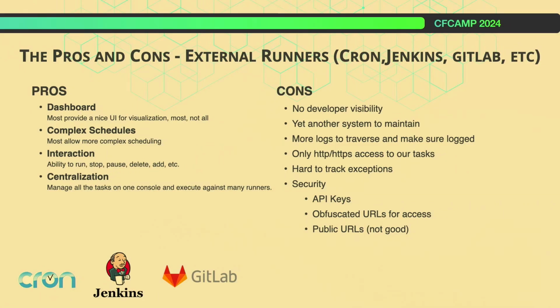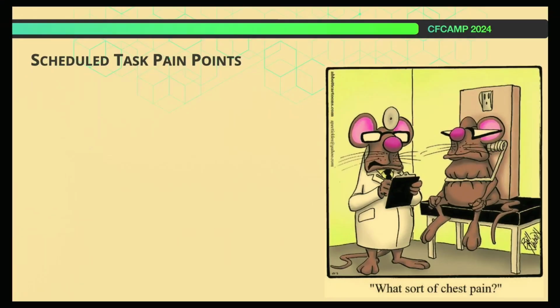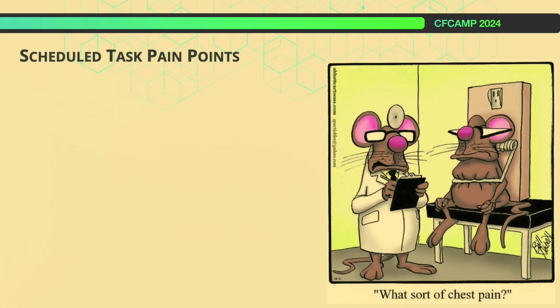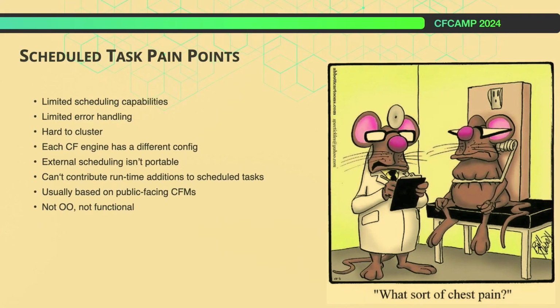So all these are pros and cons of the decisions that you make as an engineer to solve one problem, which is scheduling, right? So there are several pain points with scheduling. There are several pain points, right? So limited scheduling capabilities is a pain point. You want to get more complex. Sometimes things always start very simple, but they get complicated as things grow and have a life.